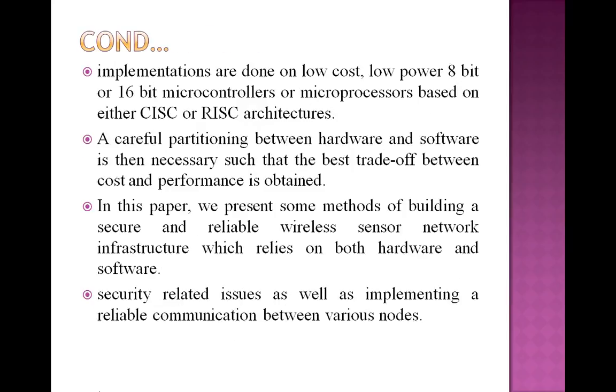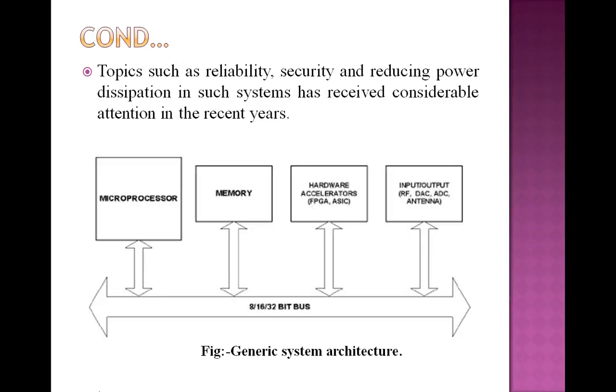In this paper, we'll present some methods of building a secure and reliable wireless sensor network infrastructure which relies on both hardware and software, addressing security-related issues as well as implementing reliable communication between various nodes. A careful partitioning between hardware and software is necessary such that the best trade-off between cost and performance is obtained. We'll take more care on hardware and software to obtain the best cost and performance. Topics such as reliability, security, and reducing power dissipation in such systems have received considerable attention in recent years.